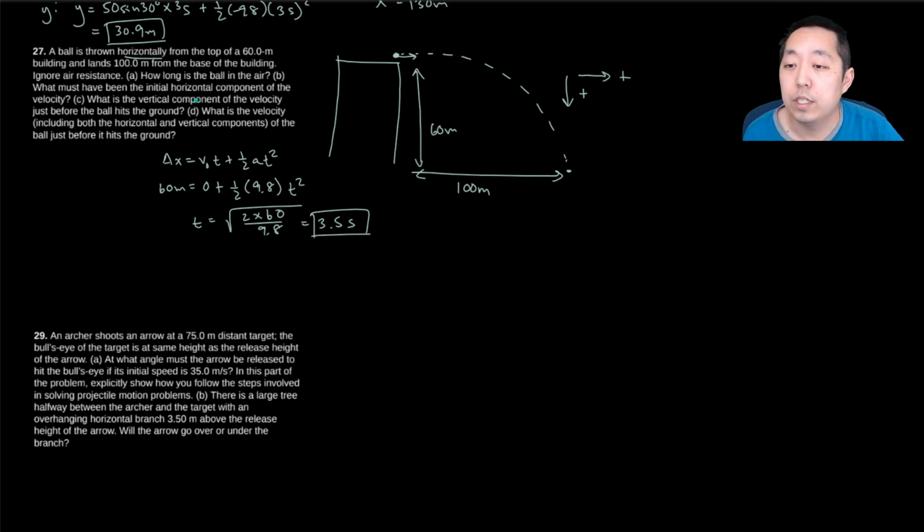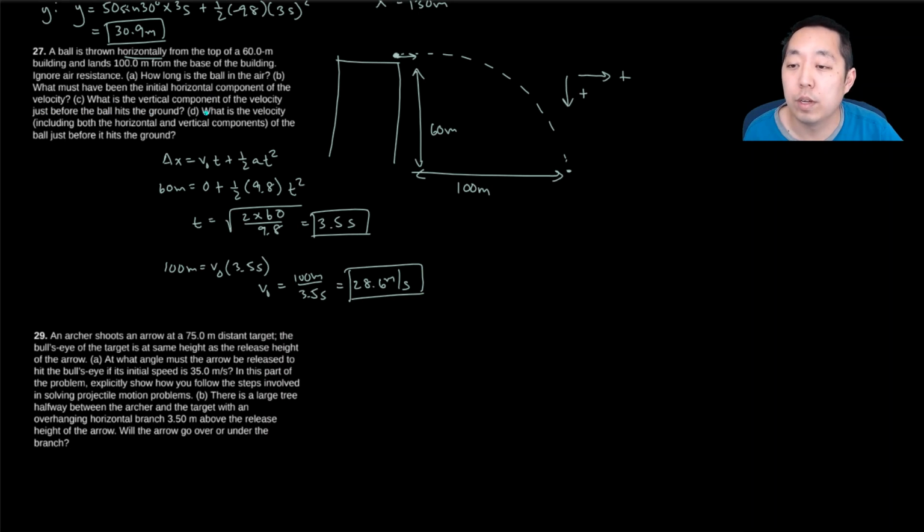B, what must have been the initial horizontal component of the velocity? Whatever the horizontal velocity was, it kept it the entire time. So delta x, 100 meters, is equal to the initial velocity in the x direction times 3.5 seconds, and there's no acceleration in the x direction. So v naught is 100 meters divided by 3.5 seconds, and that gives me 28.6 meters per second.